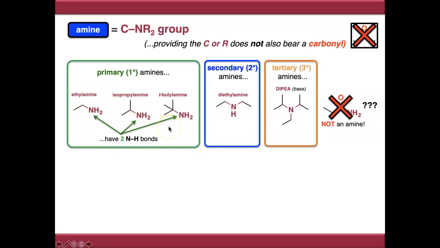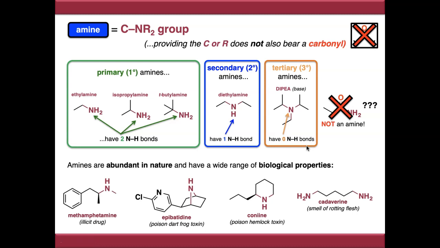Okay, so don't get confused between the way that this works and the way that alcohols are categorized. So no prizes for guessing. Secondary amines have 1 NH bond and tertiary amines don't have any. Amines are pretty abundant in nature. You come across a lot of natural compounds which have amines in them, and there's a wide range of biological properties, so they're really abundant functional groups.